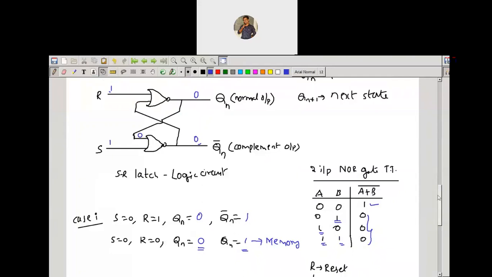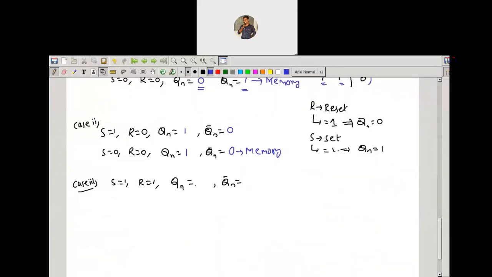That is, when S equals 1, R equals 1, what are you getting? Both outputs are zeros and zeros. Now tell me, can we use this state? Anybody, could you answer me that? Can I use case 3? Is it valid to use this state for S equals 1, R equals 1?